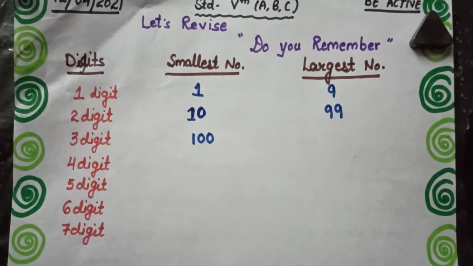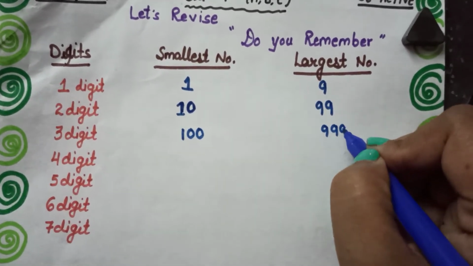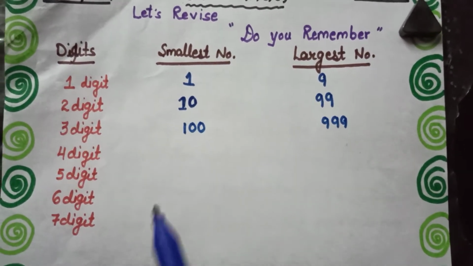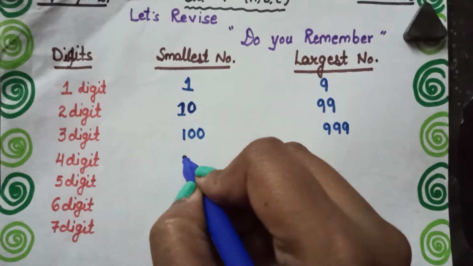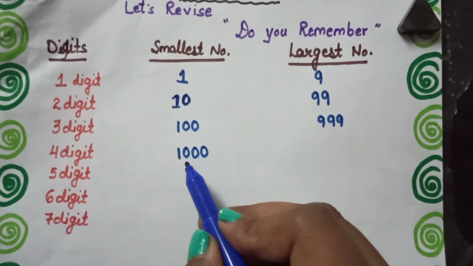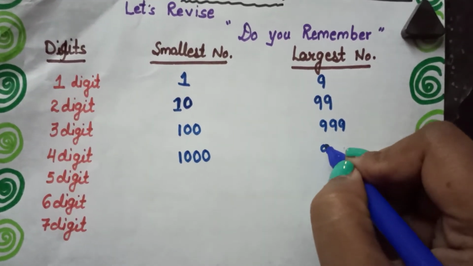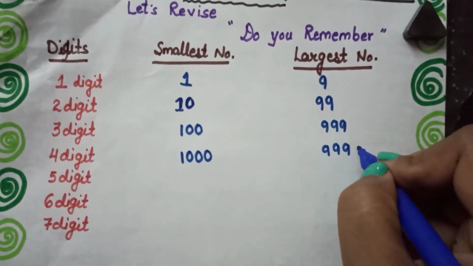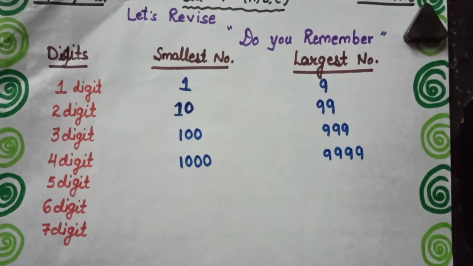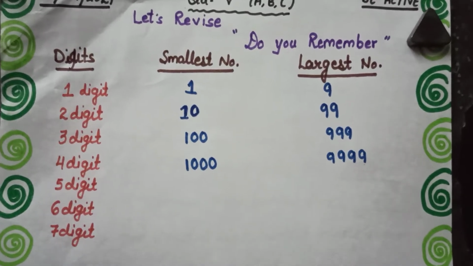Okay, now the smallest number of 3 digit is 100 and the largest number of 3 digit is 999. Now the smallest number of 4 digit is 1000. It will become 1000 and the largest number of 4 digit is 999 and 9. So it will become 9999.